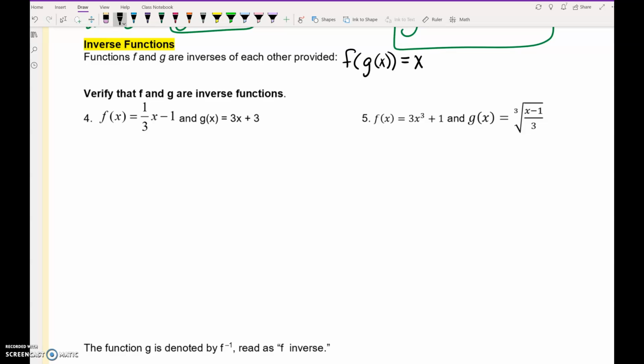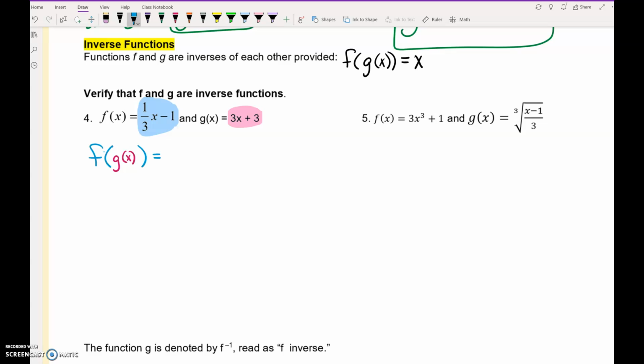So if we do f of g of x and it simplifies down to just a plain ordinary x, that means everything that was done to x in one of the functions is undone by the other function because they are inverses of each other. So in number 4, our f function is 1/3 of x minus 1, and our g function is 3x plus 3. We need to do f of g of x.